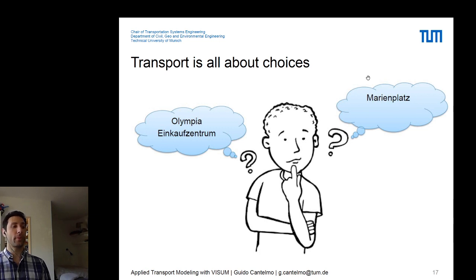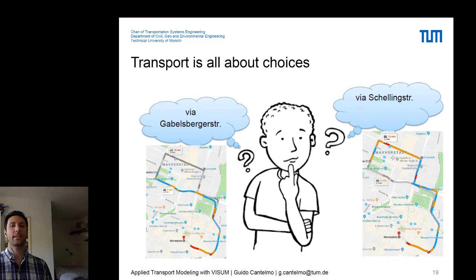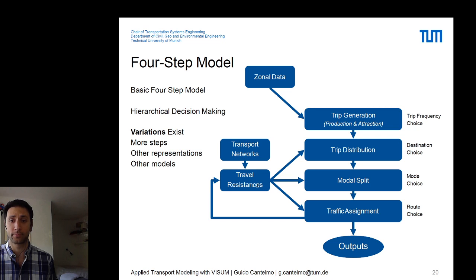If you decided to go shopping, well, then you can go to Marienplatz or you can go to Olympiazentrum. And once you have decided, you still have to decide how to go. Are you going with the U-Bahn or are you going with the car? And finally, even when you decide to take the U-Bahn, for instance, you still have several options. So all of these elements need to be included in the model that we are building. All of these choices need to be explicitly represented in order to understand, once again, where there is demand and where we need to act.